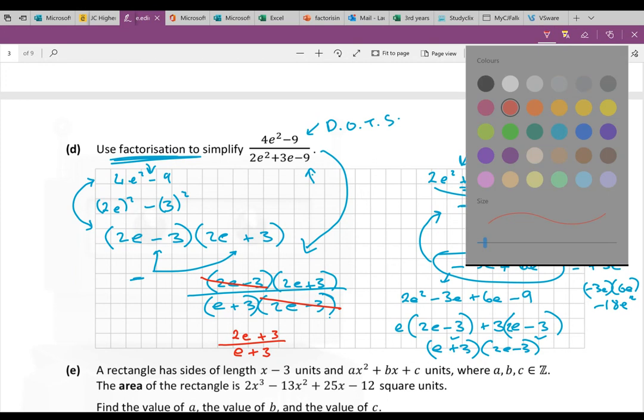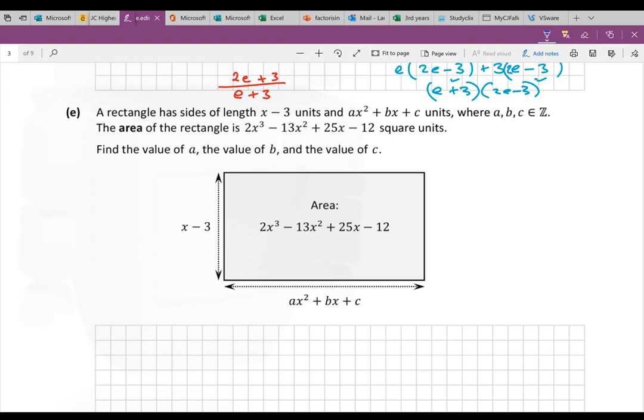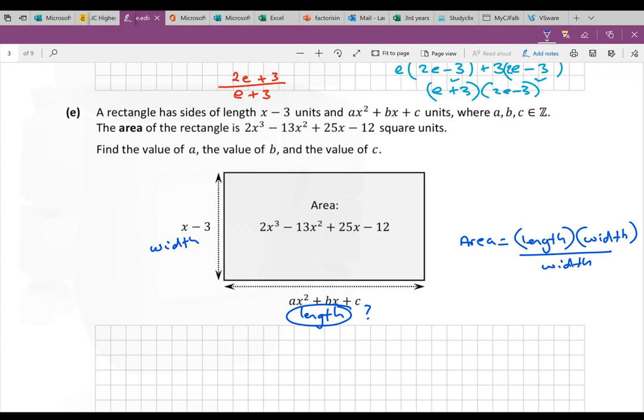Okay, so go back to my blue pen here. A rectangle has sides of length x minus 3 units and ax squared plus bx plus c units. So basically I have a width, a length, and an area. Area is equal to length multiplied by width. So if I want to find the length, which I do, I have to divide both sides by the width.